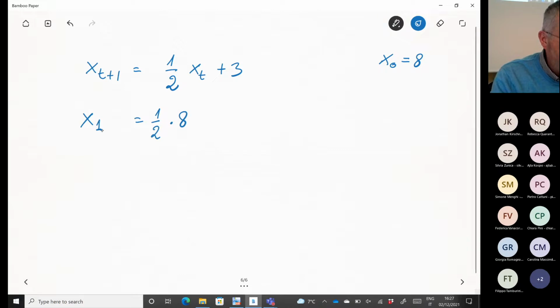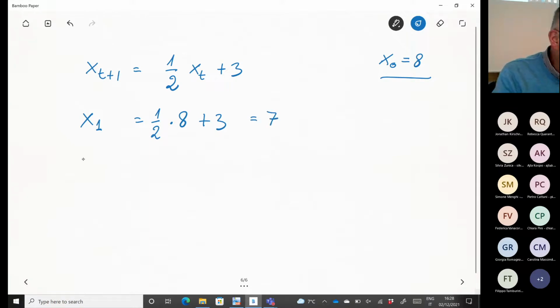Because t plus 1 is 1, so t is 0. So x1 is 1/2 times x0, so times 8, plus 3. So you start from 8, but the next level of the variable will be 4 plus 3, 7.